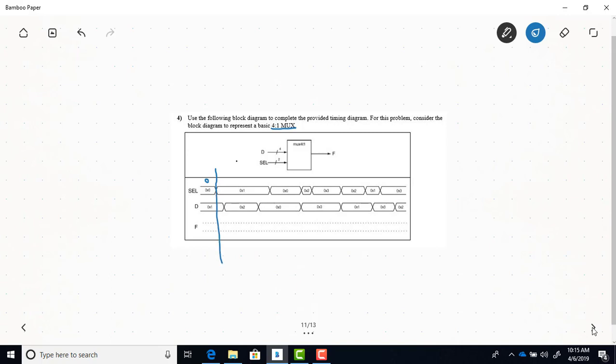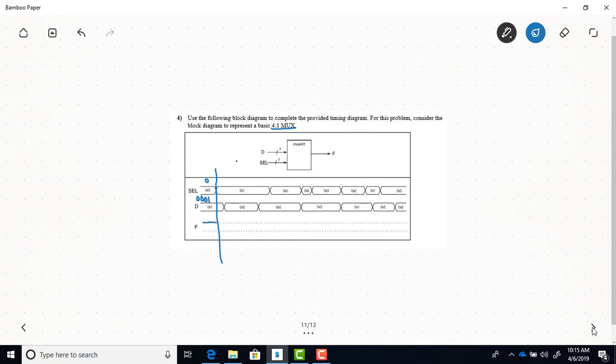And at the time that our select line is 0, the D input is a 1. So this would look like this in binary. And we're selecting the 0th bit. So since the 0th bit is a 1, the F output would be equal to a 1.